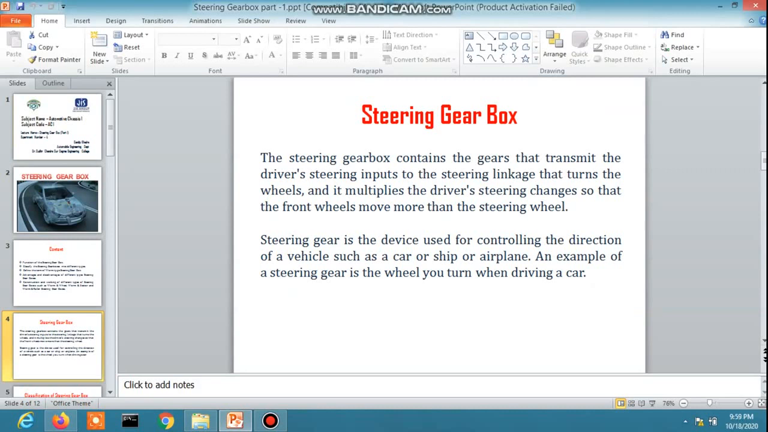Second, it assists in multiplying a small effort applied at the steering wheel into a much greater force on the drag wheel. And third, it provides a gear reduction that makes the automobile easier to turn.